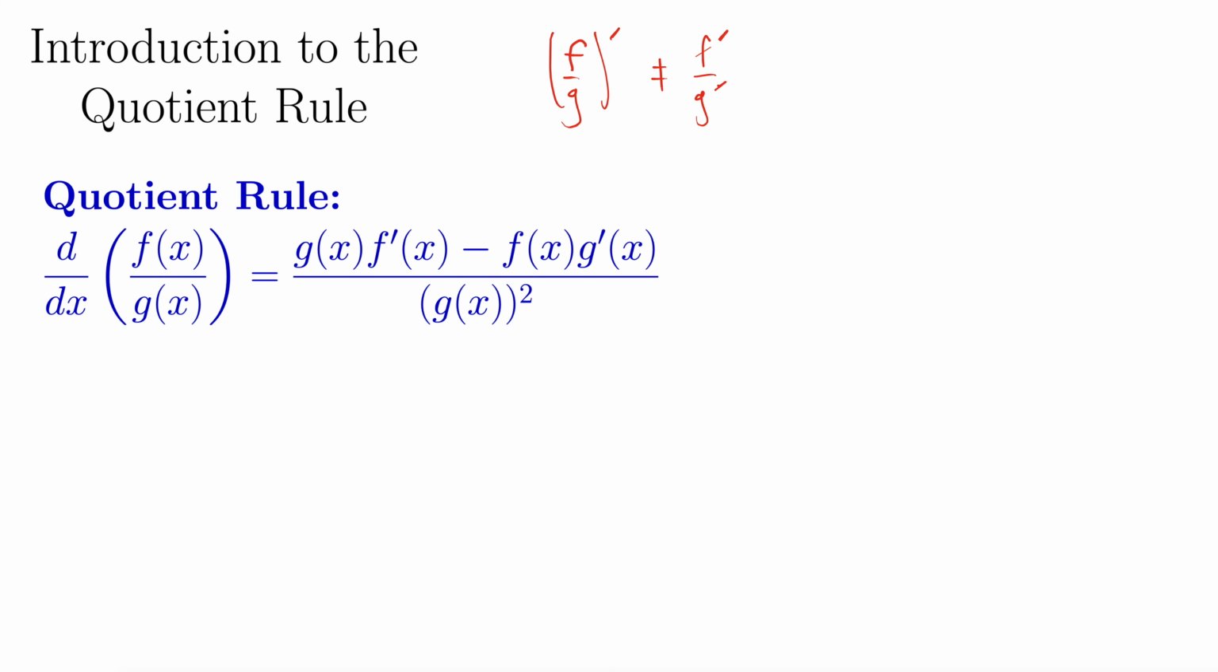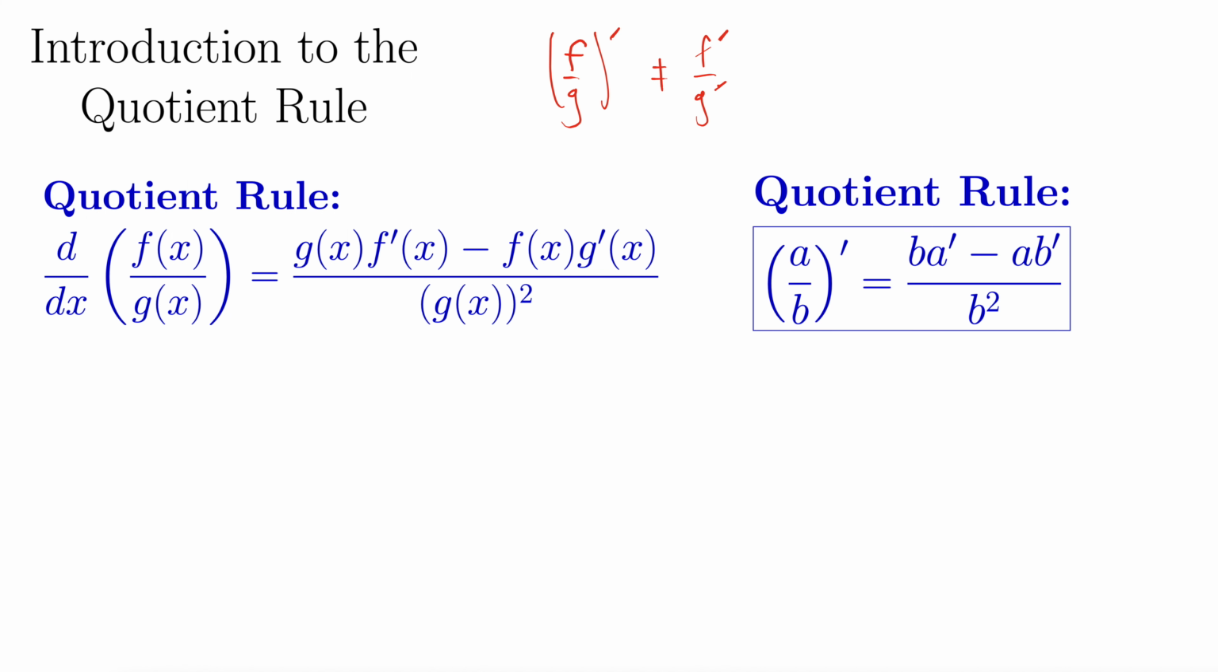And don't worry, there's a simple way of remembering this, but in its initial form here we have d by dx of f of x divided by g of x is g of x times f prime of x minus f of x times g prime of x all over g of x squared. There are a lot of x's in that version, so here's a slightly simplified version. A over b quantity prime is equal to b a prime minus a b prime all over b squared.